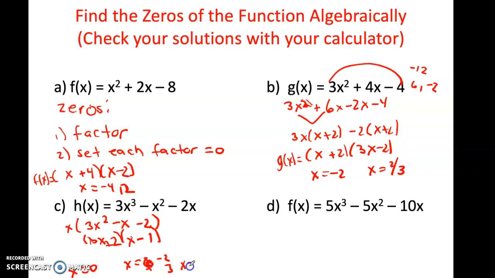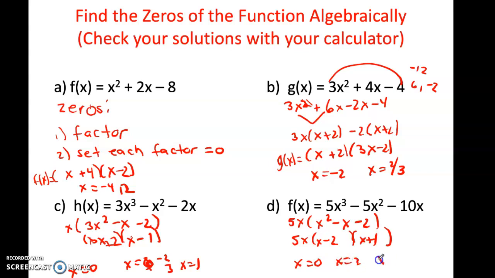-2/3 and x equals 1. All right, for this one here, GCF is 5x. And when you take out a 5x, you're left with x squared minus x minus 2. Factor the inside polynomial. It's just regular factoring now, no AC needed. So x minus 2 and x plus 1. You have three separate factors with x. So x equals 0, x equals 2, and x equals -1.